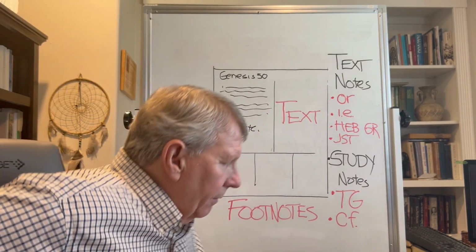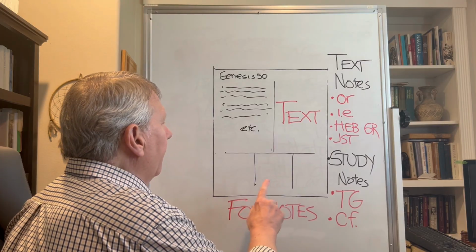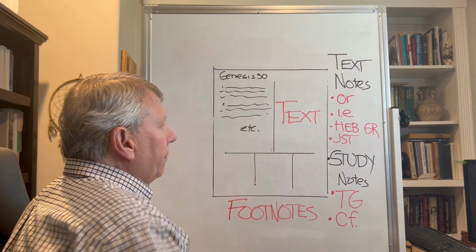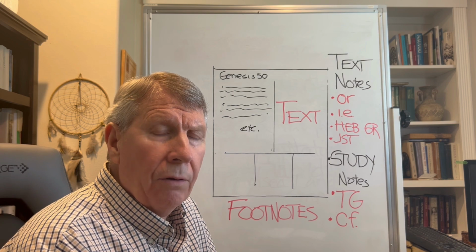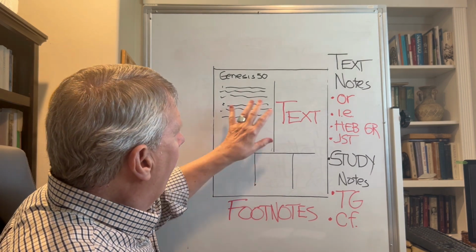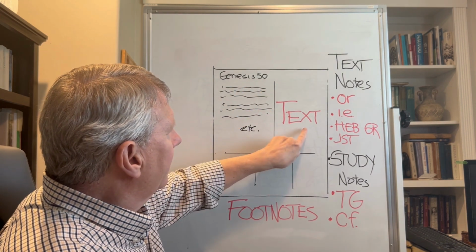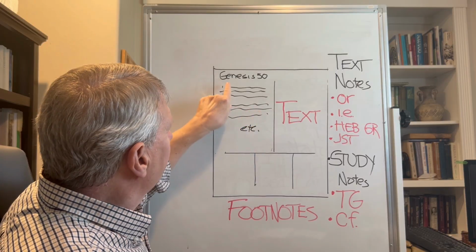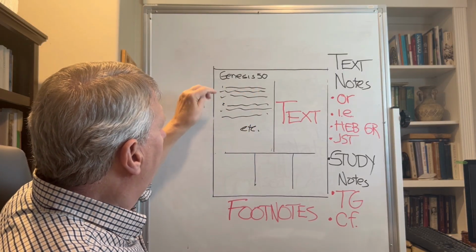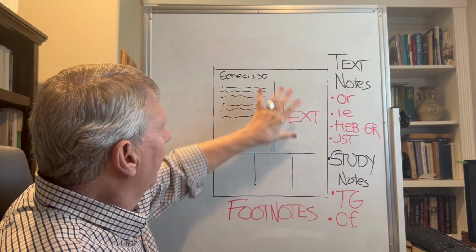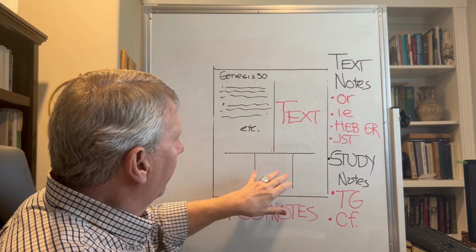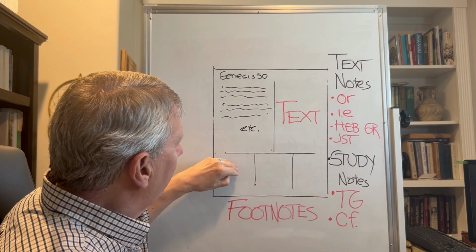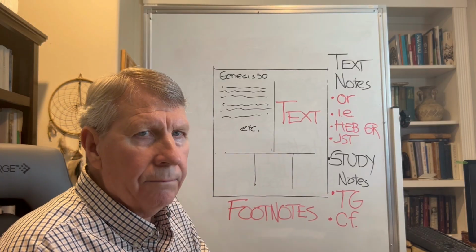Now I have done on the board here a page that represents a kind of typical page you find in either Old or New Testament. And in the top part is the text, what the scriptures say, Genesis 50, verse 1, 2, etc. This is the text. In the bottom part, there are footnotes, generally divided into 3 columns.